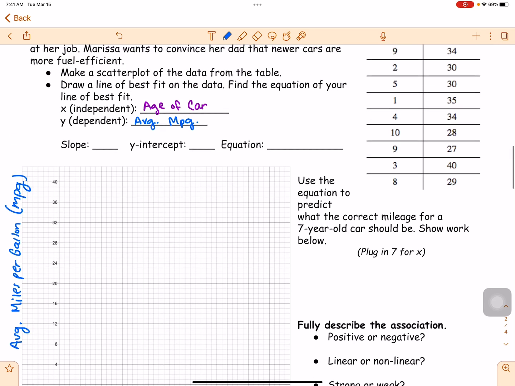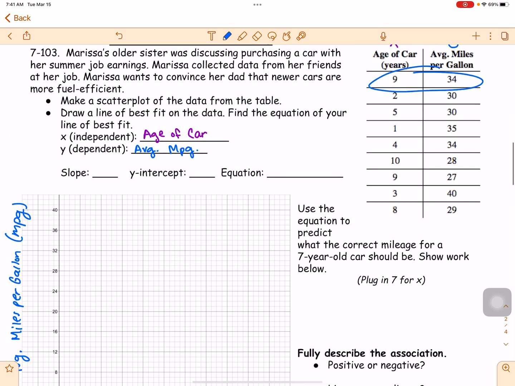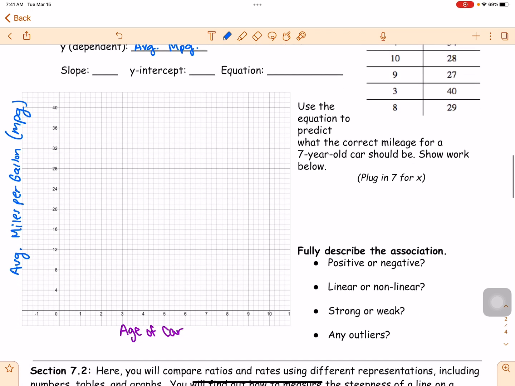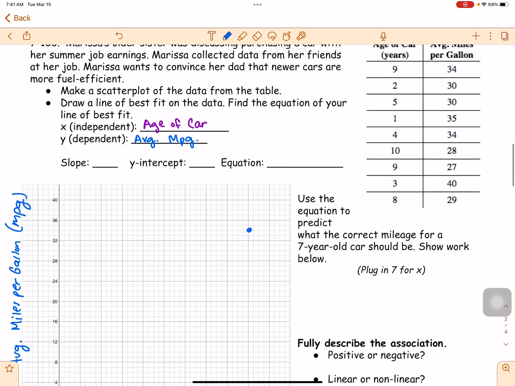All right, so our first point here, I'm looking up here, we have 9, 34. So the car was 9 years old and it got about 34 miles per gallon. You guys could always use a ruler to help you plot the points. I'm just going to try to eyeball it the best I can.